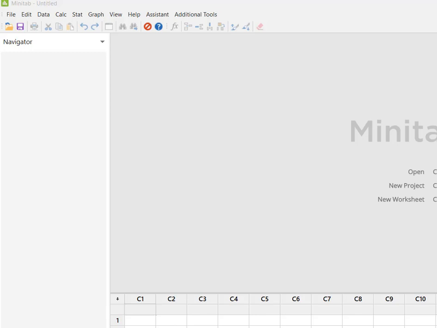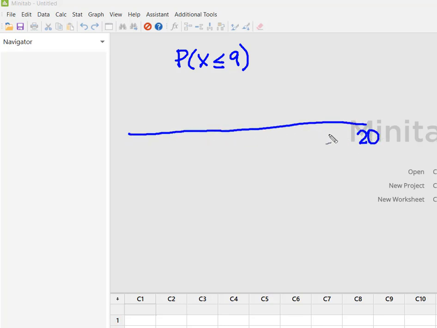So here I am in Minitab, but before we get started, we've got to figure out what our input constant is. We're solving for the probability that X is less than or equal to 9, because we said 9 or fewer. So if I look at my binomial experiment, and I have a maximum of 20 and a minimum of 0 successes, I'm going to look at 9 and put 9 right here. I want less than or equal to 9, so I'm actually looking for the probability from 9 down to 0 successes.